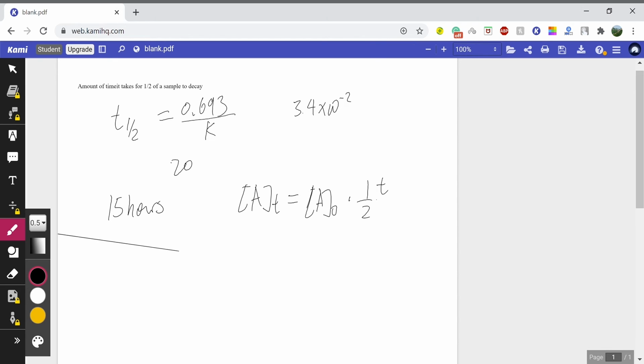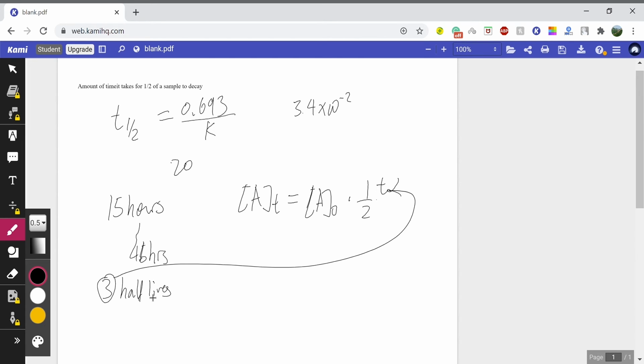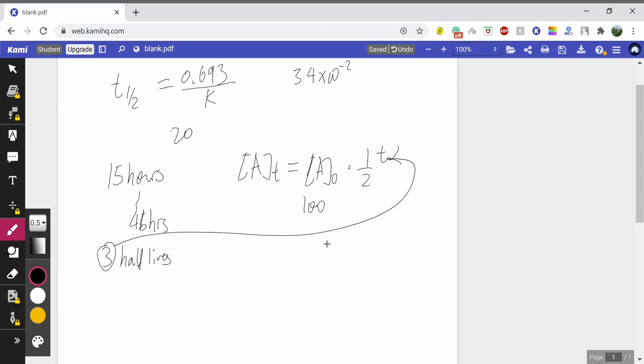Now 45 hours, you first need to divide by the original half-life, which will give you three half-lives. Now you plug this 3 into time. So you'll get, let's say A initial is 100 to make it easier, 100. So after 3 half-lives, you'll do 100 times 1/2 to the tth power, which in this case will be 3. And then you get 12.5 as the new concentration after 3 half-lives has passed.